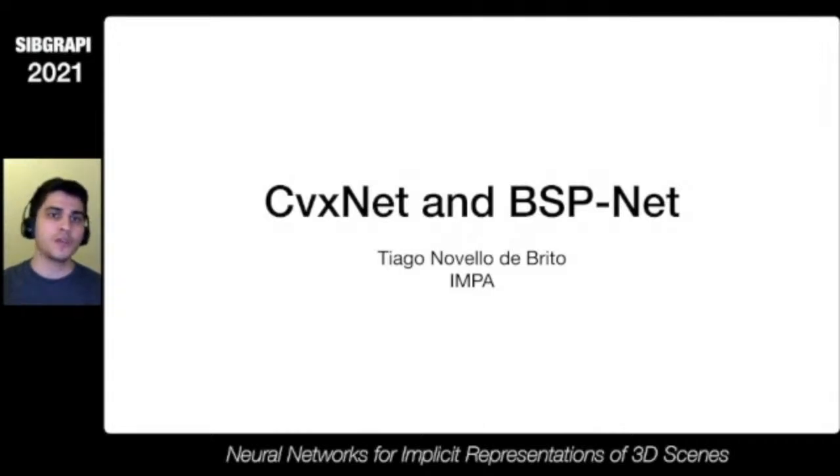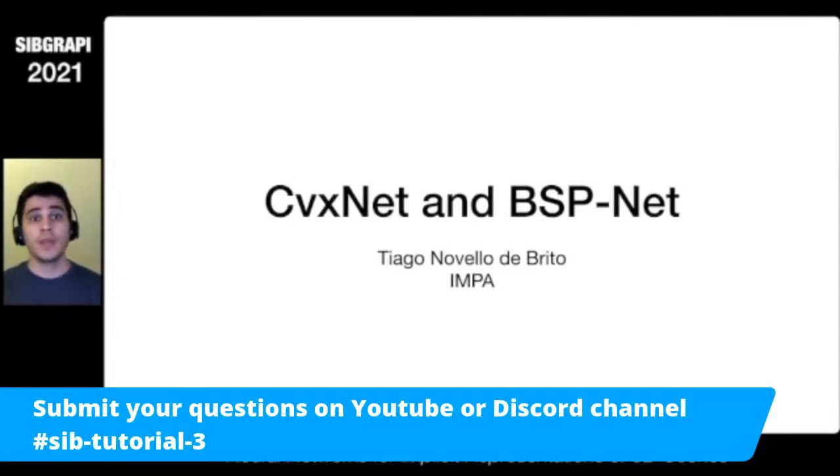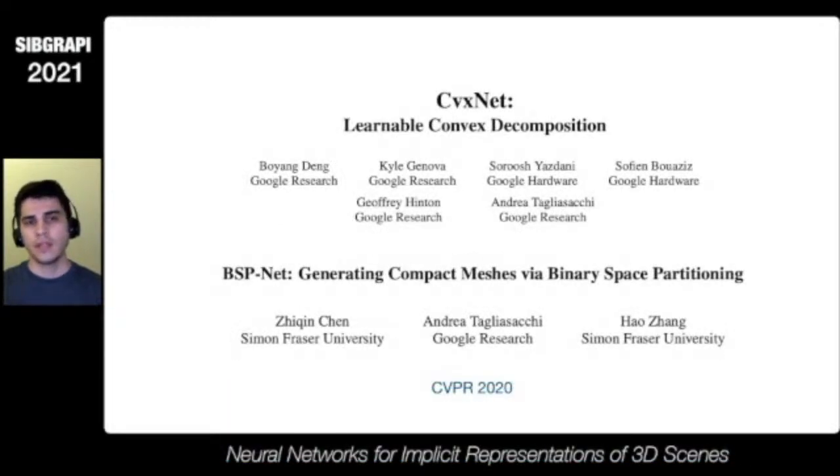Hi, my name is Thiago Novelo de Brito, and in this talk we are going to present ConvexNet and BSP-Net. These neural networks are capable of representing regions of the space as union of convex shapes. For this task, they use constructive solid geometry in their function representations. These networks were presented at CVPR 2020 by Deng et al. and Chen et al., respectively.